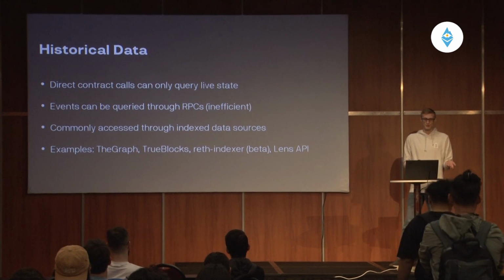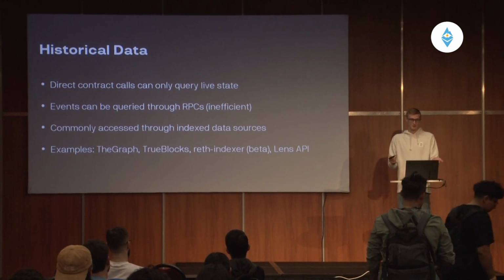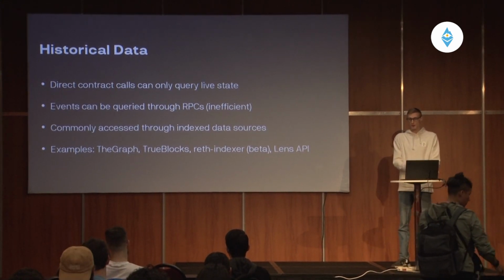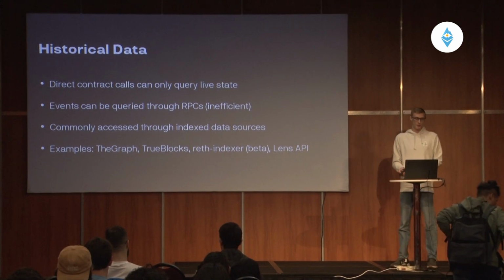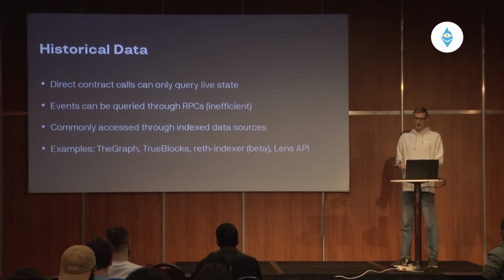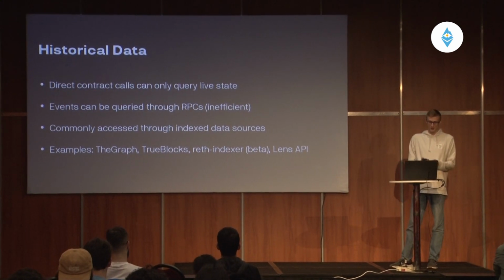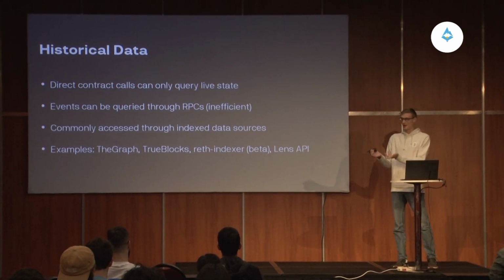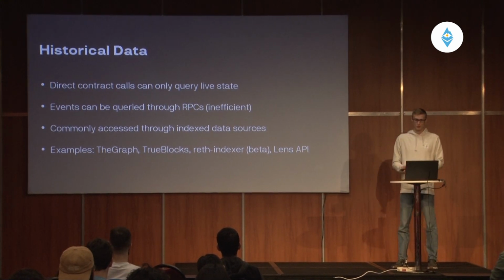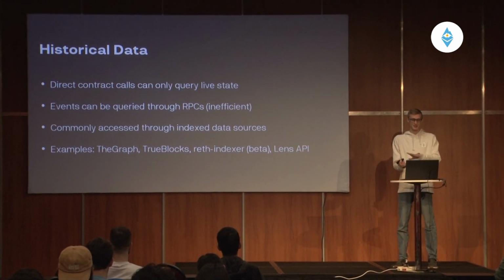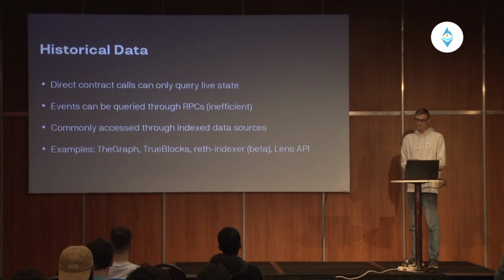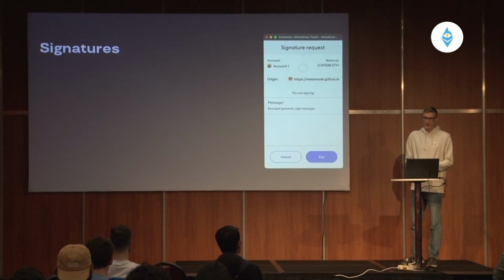Some of the most common ones are the graph, subgraphs, which are defining GraphQL mapping for your contracts, and some alternatives, TrueBlocks, Ref Indexer, which is actually being built by one of the employees of the Aave companies. And then you have this Lens API for the Lens protocol, which sort of aims to abstract basically the entire tech stack. So that's kind of the data side.